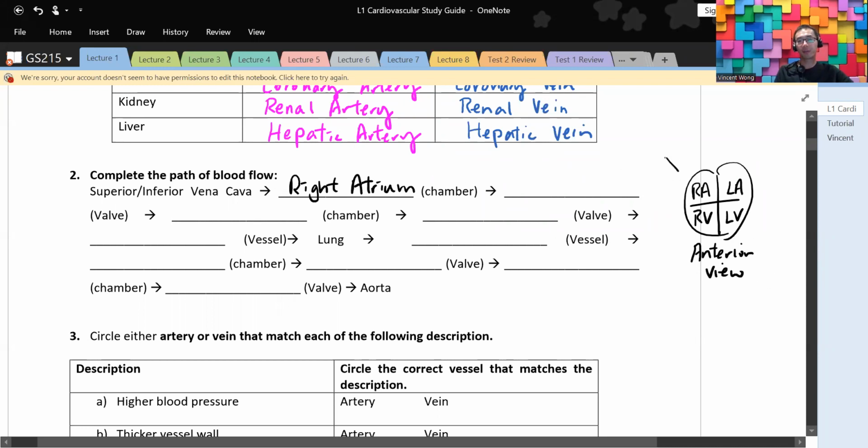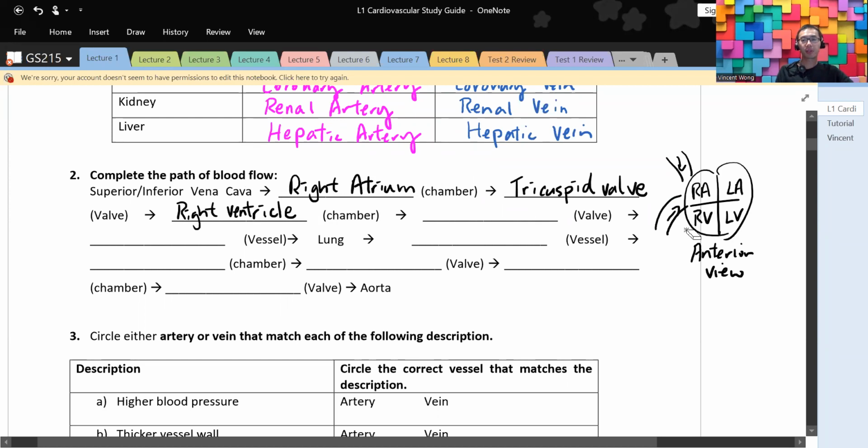Okay. So the superior vena cava will come in here, gives the blood to the right atrium. Inferior vena cava will do the same. And from the right atrium, it is going to go through the tricuspid valve. The tricuspid valve has 3 flaps. That's why it's called tricuspid. And it's going to be found between the right atrium and the right ventricle.